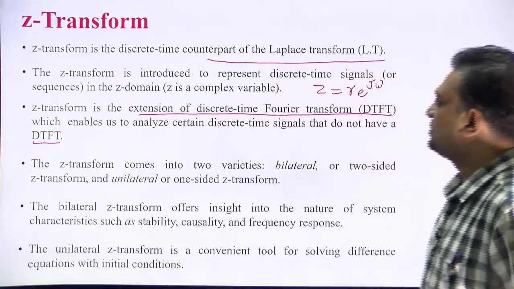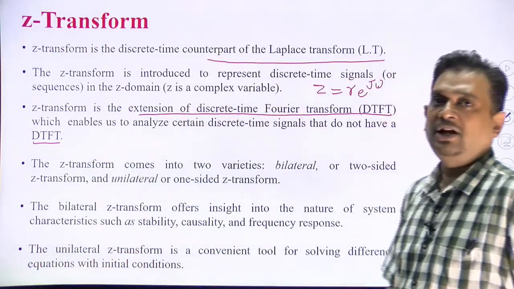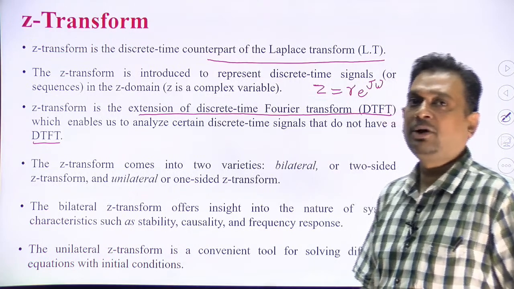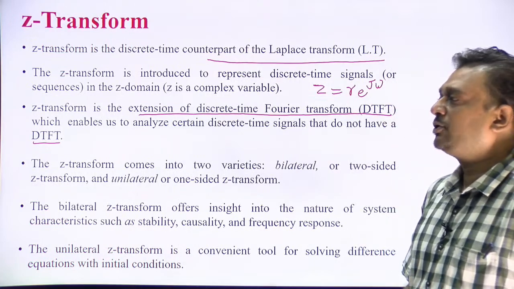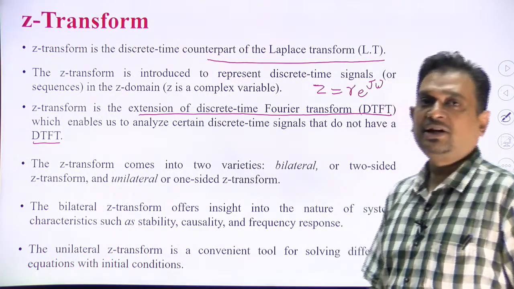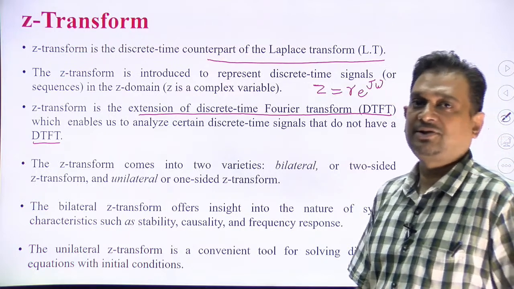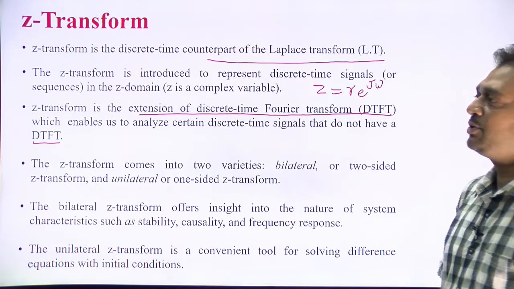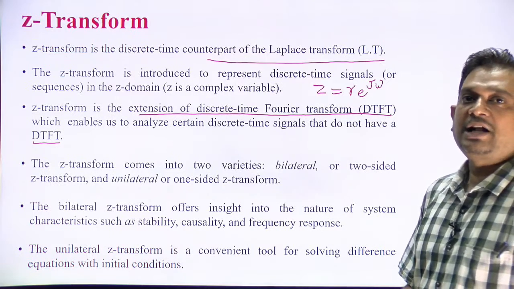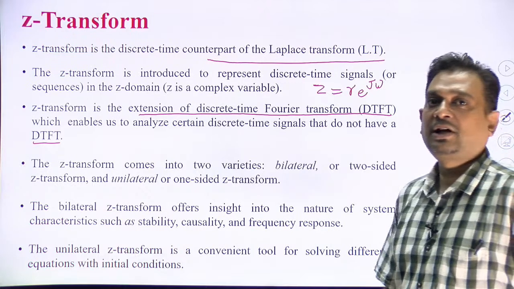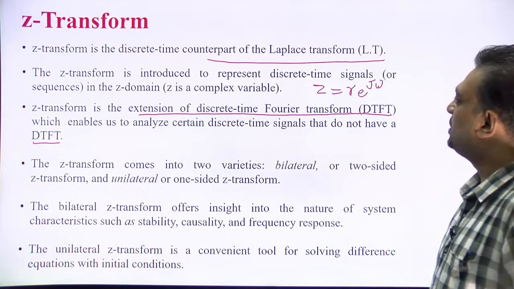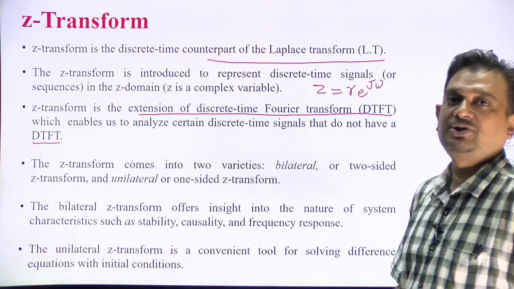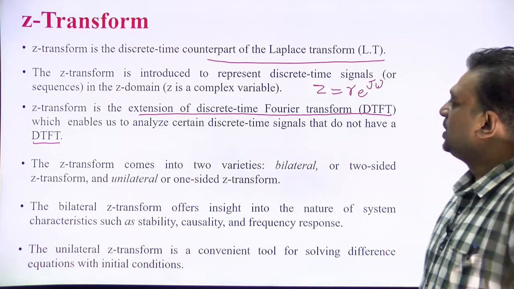In case of the discrete time Fourier transform, we have seen that for several signals we will not be able to take the discrete time Fourier transform because it does not exist. So the solution for those types of signals is the Z transform, where rather than doing the analysis in the frequency domain, we are doing the analysis basically in the Z domain, which is the complex domain.